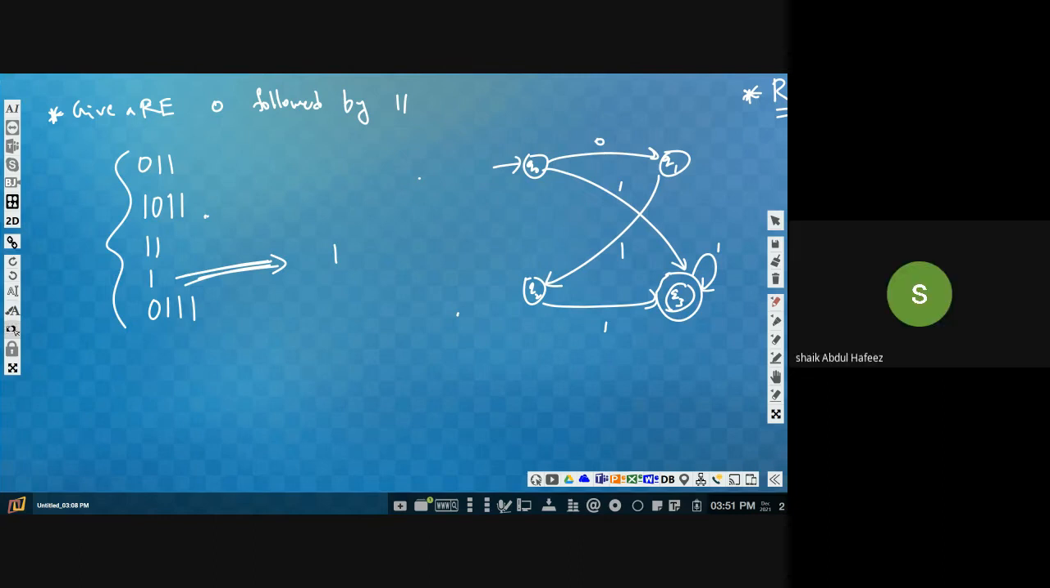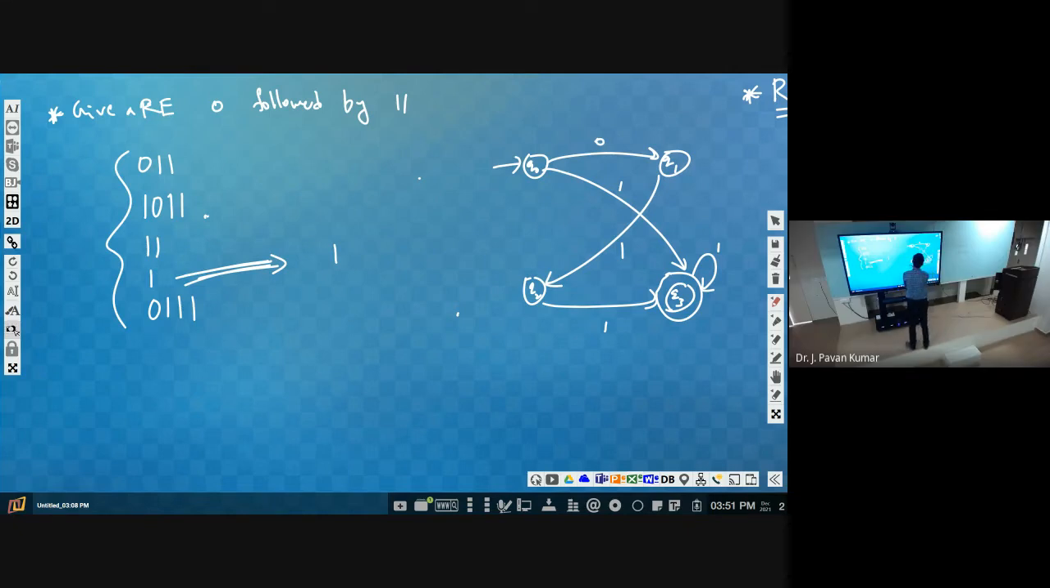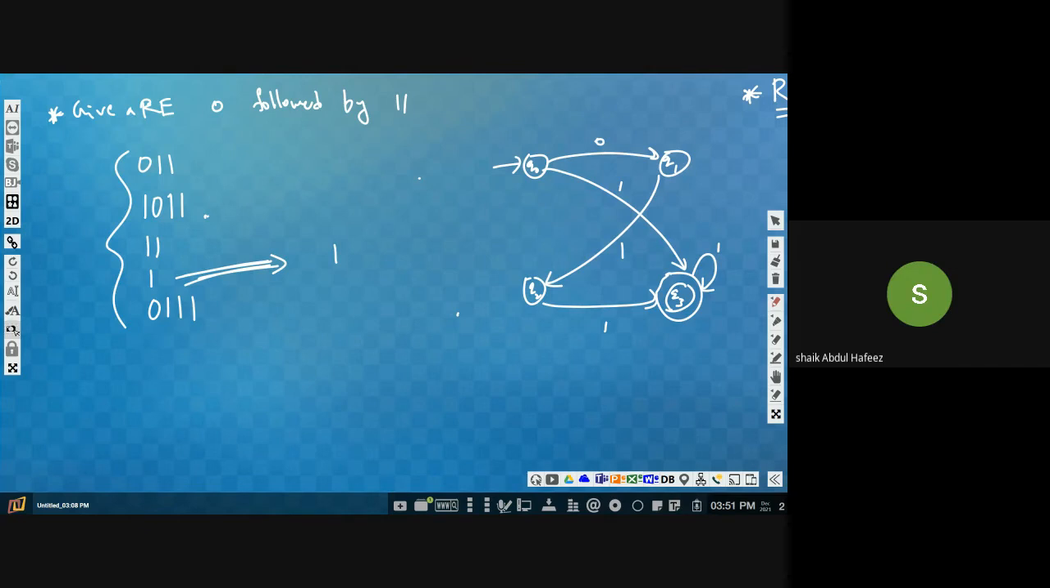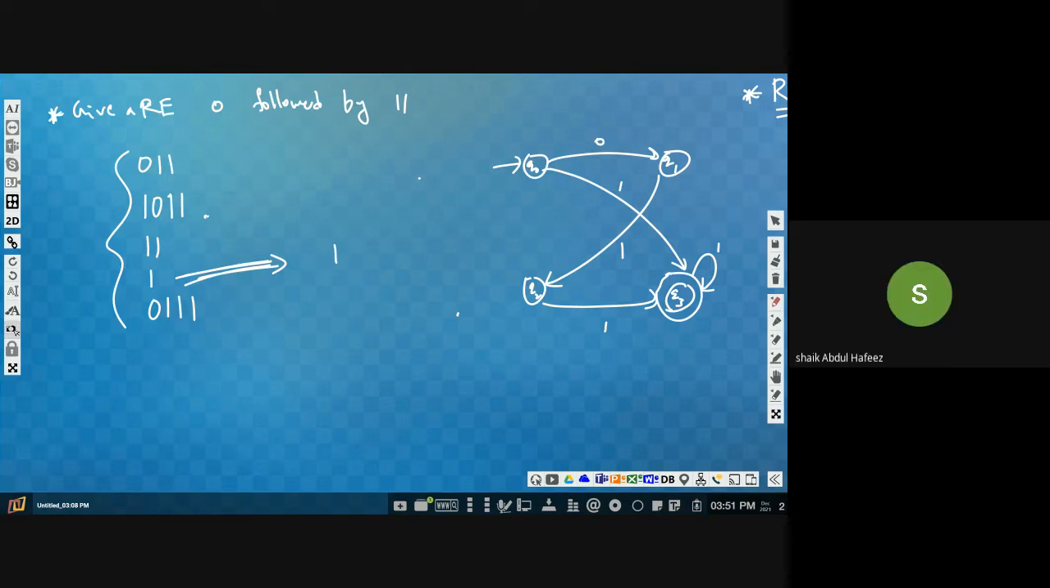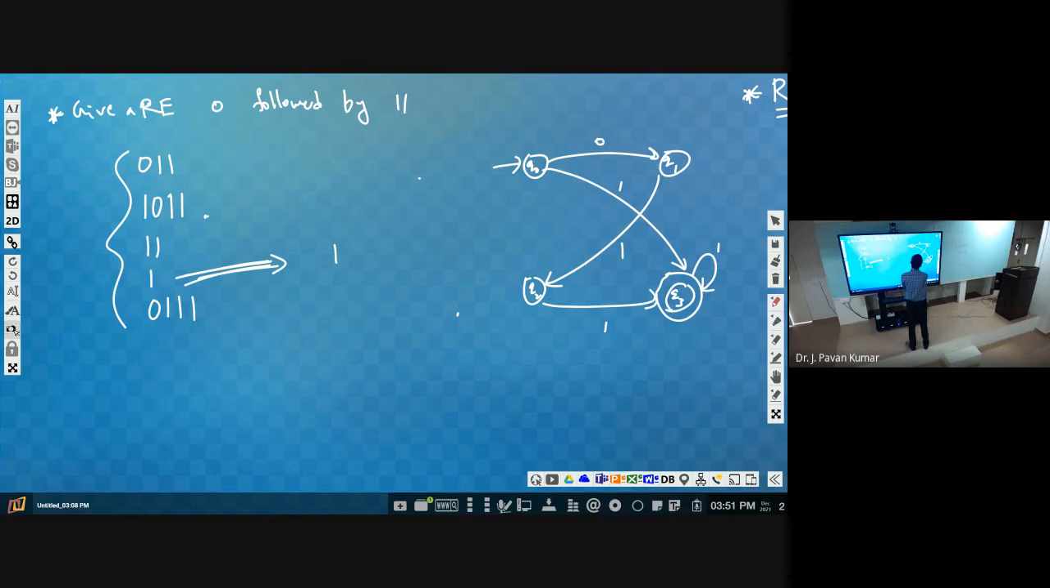Yes, sir. And Q3 to Q0, 0. One more time, check. Q3 to Q0, we will take 0. Then what will happen? 1 0 double 1 will be accepted? Q3 to Q0, you are saying 0. Yes, sir, it will be accepted. 1 0, then double 1. Okay, so it is being accepted.